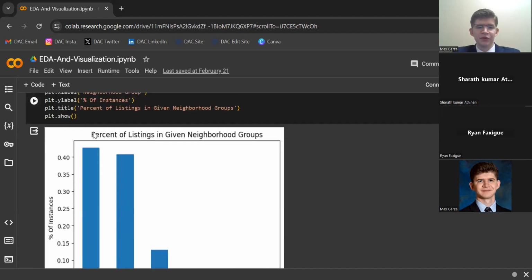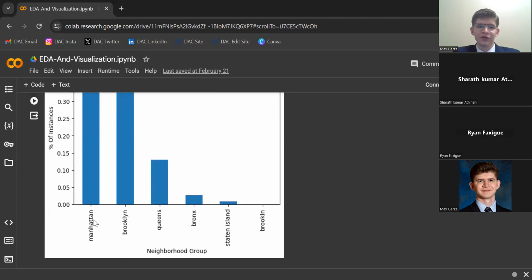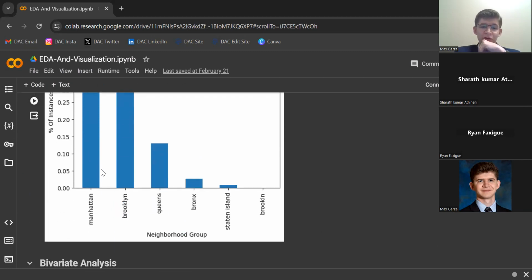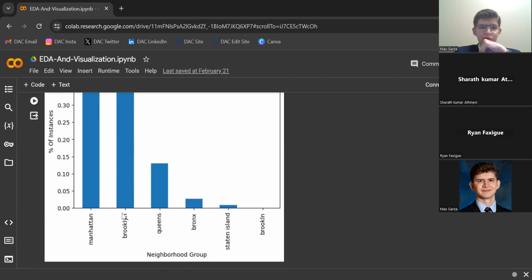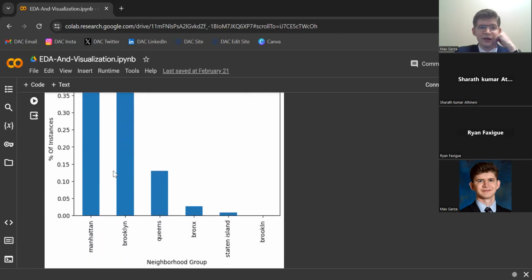Here we're looking at the percent of all the listings that occur in a given neighborhood group. So in Manhattan, we have about 45% of all the listings occurring there, whereas in Brooklyn, we have about 40% of all the listings occurring there. And going down and down and down.